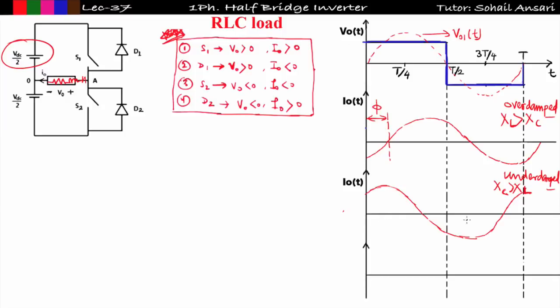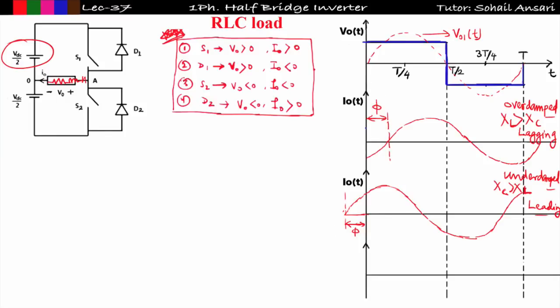So finally I can say for a leading load, the waveform of current will lead the voltage by some angle phi. See here, it is leading by angle phi. This is my angle phi. Similarly, for a lagging load, when XL is greater than XC, it is considered a lagging load. Then in that case the waveform of current will lag behind voltage by angle phi.